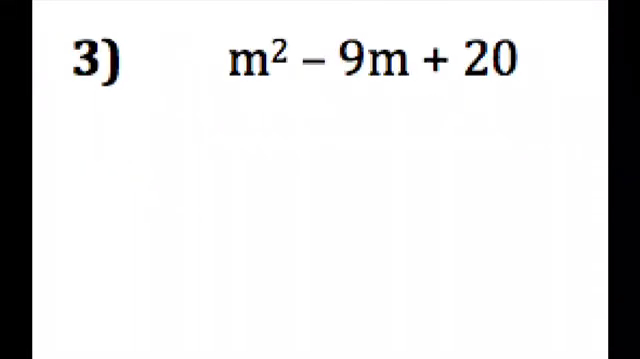Number 3 is m squared subtract 9m plus 20. I'm looking for two numbers that when multiplied give me 20 and when added give me a negative 9. So think of two numbers that when multiplied give you a positive 20 and when added give you a negative 9.